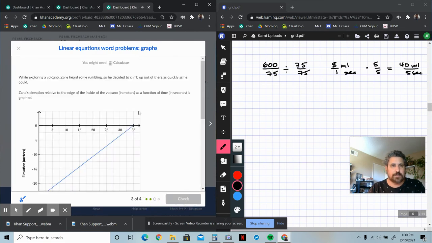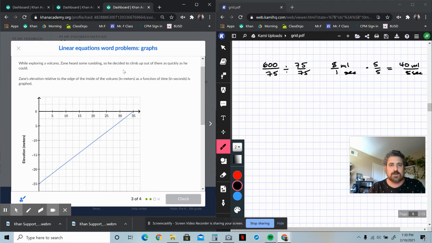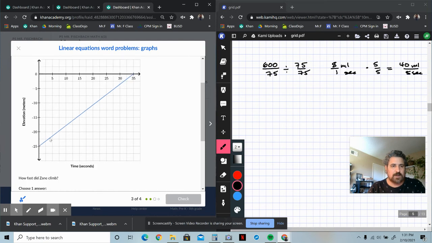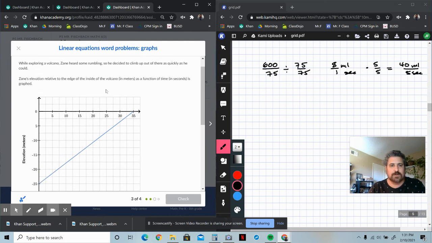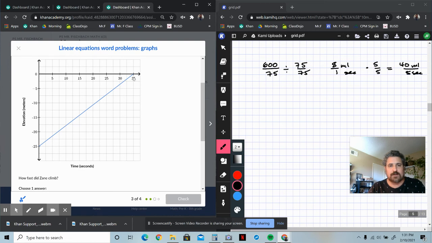Okay, next question. It says, while exploring a volcano, Zane heard some rumbling, so he decided to climb up out of there as quickly as he could. Zane's elevation relative to the edge of the inside of the volcano in meters as a function of time in seconds is graphed. So here we can see that his elevation in meters, he starts at negative 25, which is like underneath the surface of this volcano. And then he climbs out, going up basically, right? As time increases here in seconds. So as the seconds increase to 35 seconds, he's climbing out of this volcano.